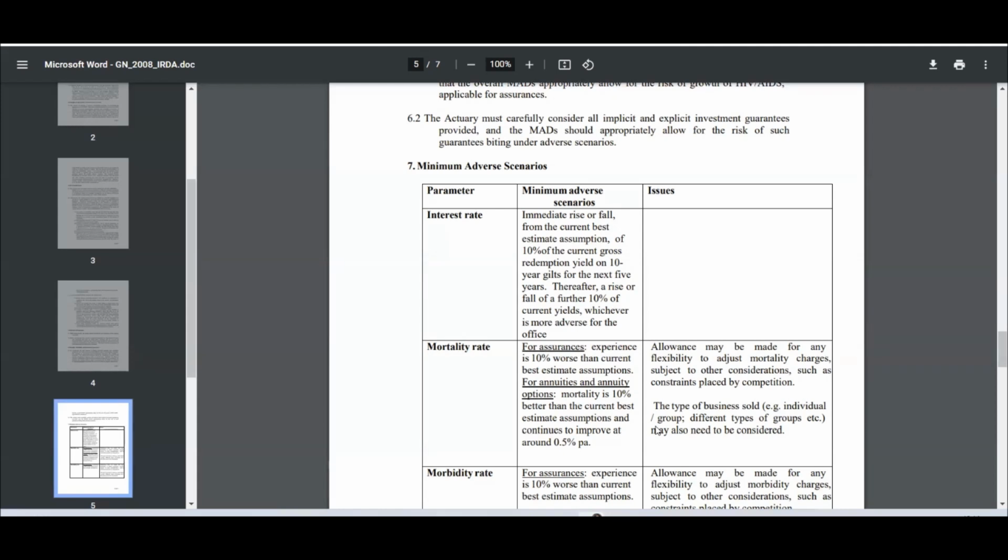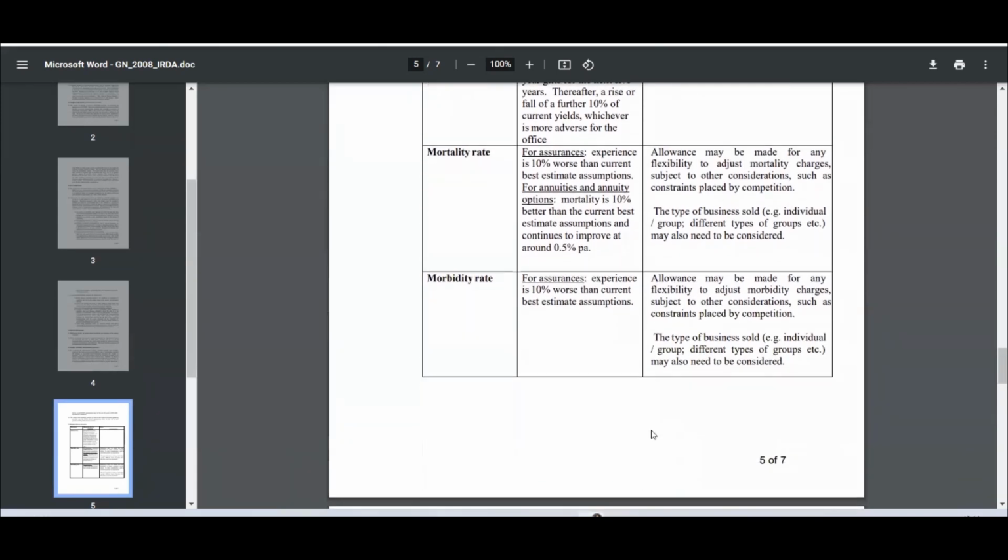A similar thing applies for morbidity. However, for morbidity, there is only assurance product. There are no such annuity products for morbidity, which is the sickness, right? And that's why the same concept will apply. It's just that it would only be a 10% increase in the morbidity rate.